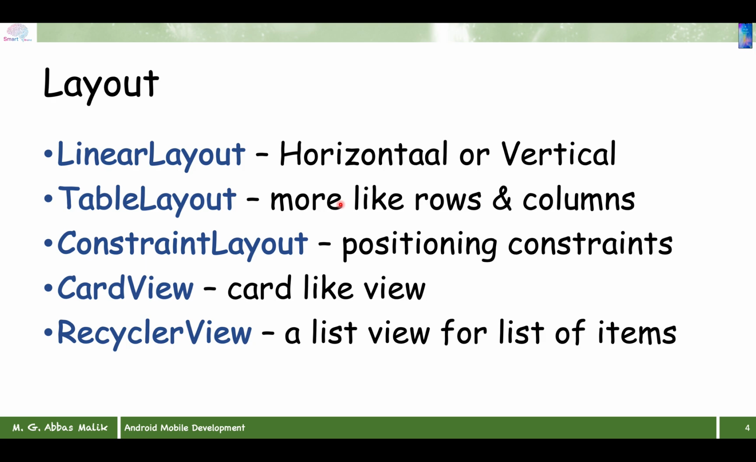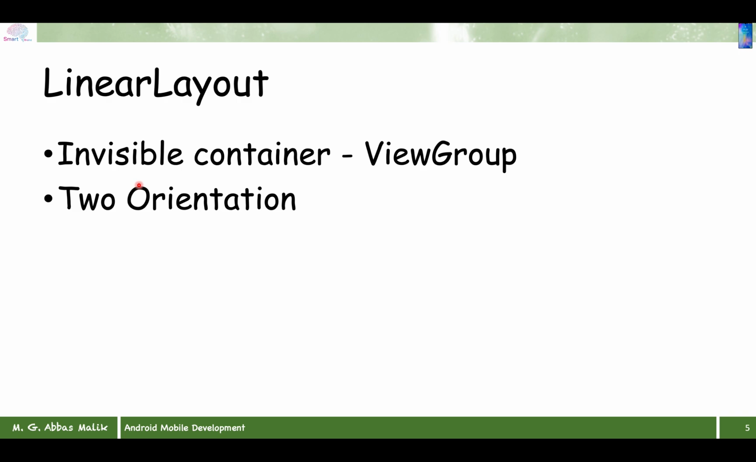So we have quite different types of layout. Here I am just mentioning a few of them. We have a linear layout, which can be horizontal or vertical. We also have a table layout, which is more like a table with rows and columns inside it. We also have a constraint layout, which has positioning constraints where we want to put a specific item inside the screen with respect to the parent or with respect to other elements in the screen. We also have a card view, and a recycler view. The first one is the linear layout.